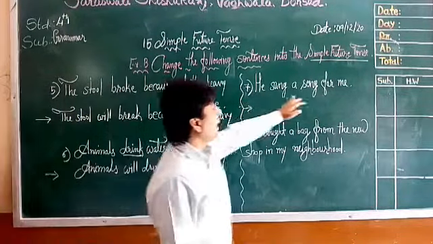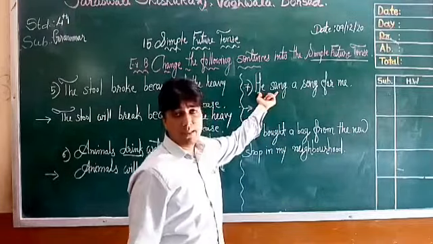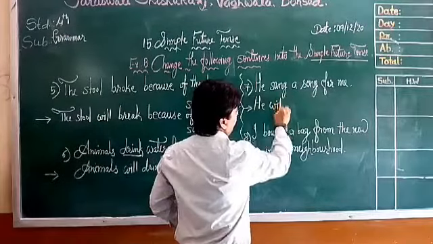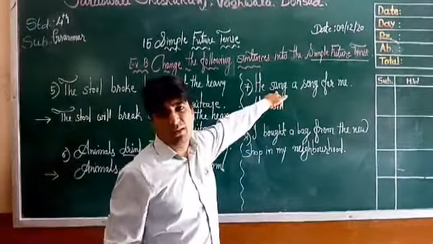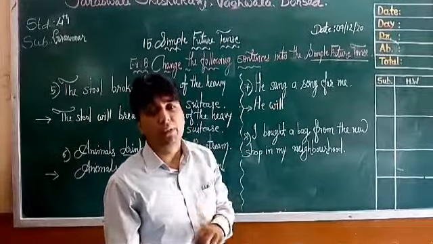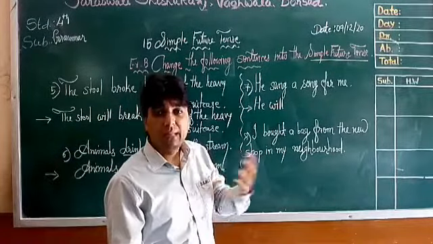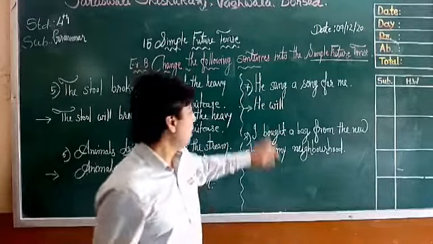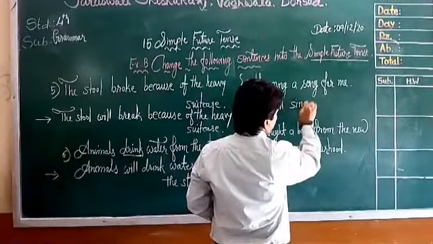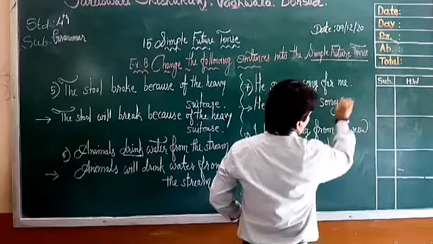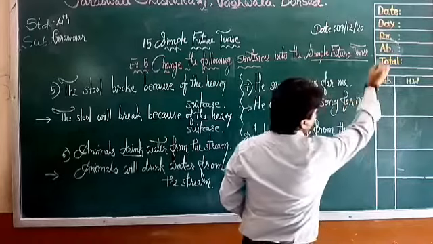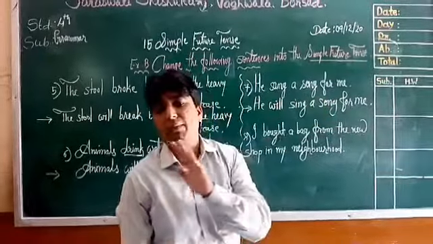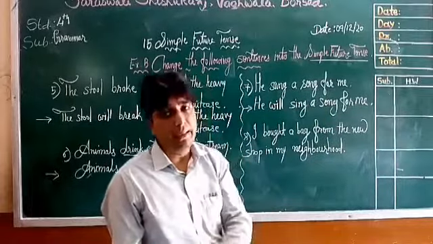Number 7. He sang a song for me. Between subject and verb, there must be will. So we will write he will. Now sang is not the main form or present form of the verb. Sang is the past form. So what is the present form? Sing. Alright, so he will sing a song for me. After the verb, there will be object, and the rest of the sentence will be as it is.